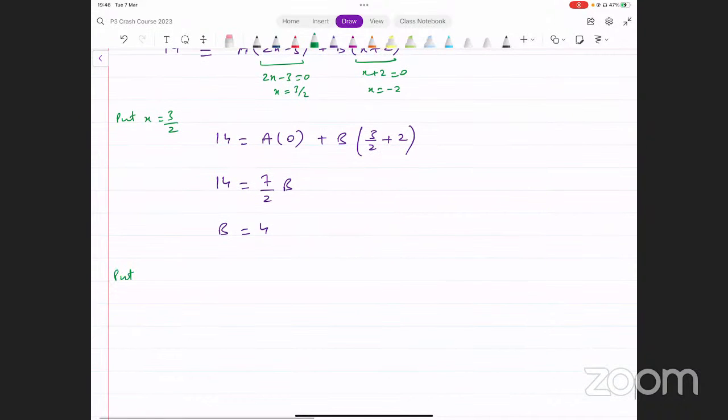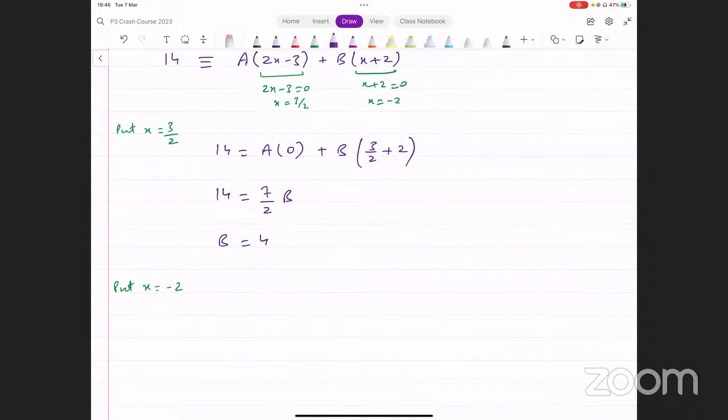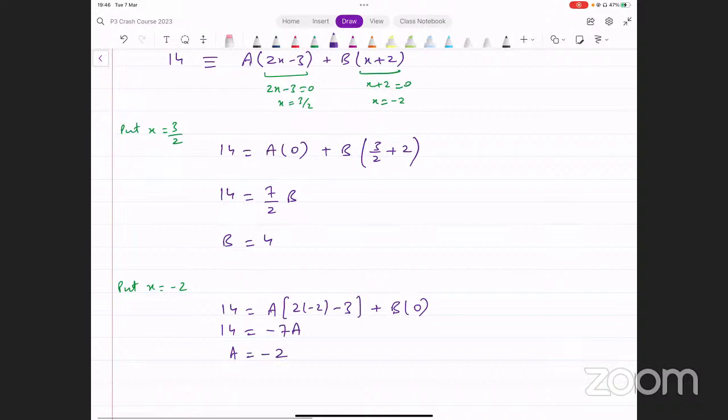Let's see what that gives us. Let's input x equals minus 2. From that, we have 14 equal to a into 2 times minus 2 minus 3 plus b into 0. That term becomes 0. And we're left with 14 equal to minus 7 times a, and a is equal to minus 2. So we have found the partial fractions.